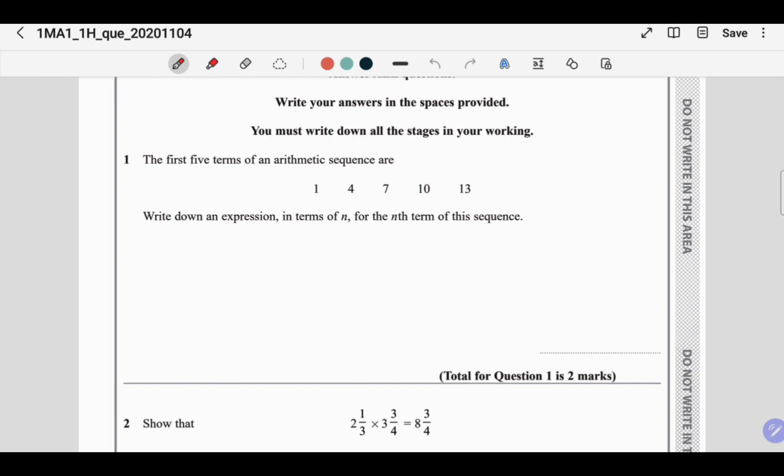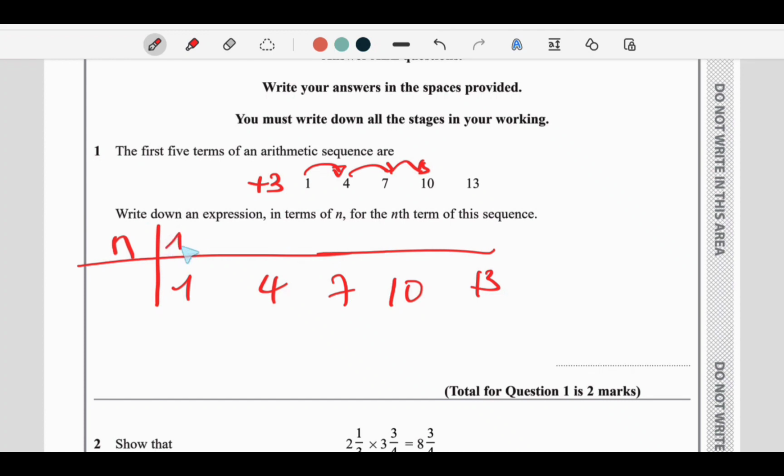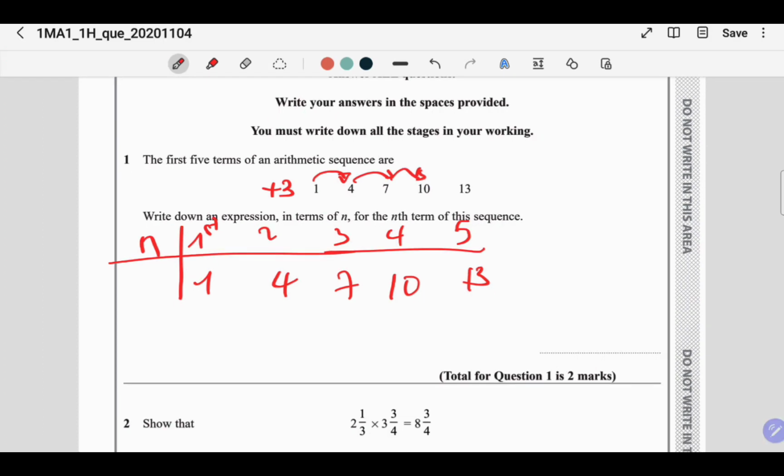First of all, we want to identify the pattern in the sequence. It goes from 1 to 4, 4 to 7, and 7 to 10. So what do you observe? There is already a pattern of adding 3 to get the next number. I'm going to have n here, which represents the positions of each term. The terms are 1, 4, 7, 10, and 13, and these are the first, second, third, fourth, and fifth. But like I was saying, we have adding 3 in the pattern.